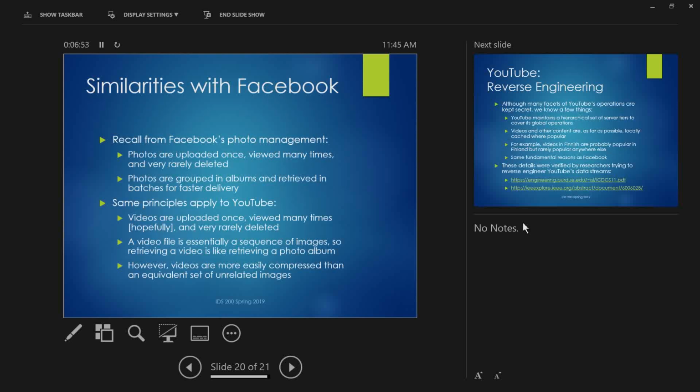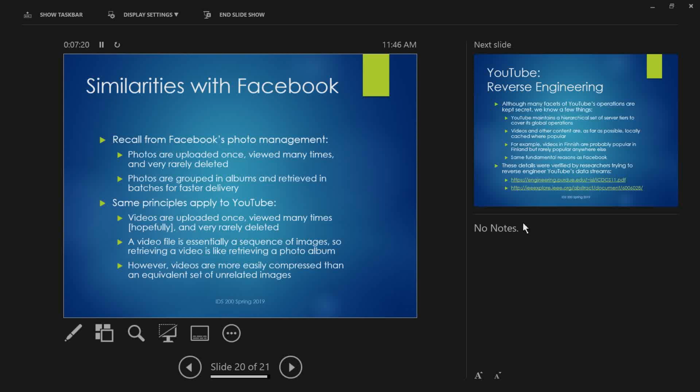Okay, similarities with Facebook. Remember when we talked about Facebook's photo management? Photos get uploaded once, hopefully viewed many times, very rarely deleted, right? The only time people mostly throw away photos on Facebook is after they die and their account gets closed, or if they have a bad breakup with somebody and they want to remove all the pictures that had that person in it. Also, in Facebook, they group photos in albums and retrieve them in batches for faster delivery, right?